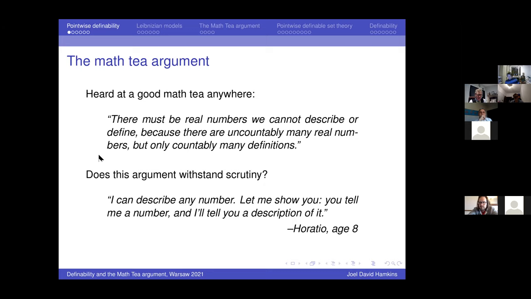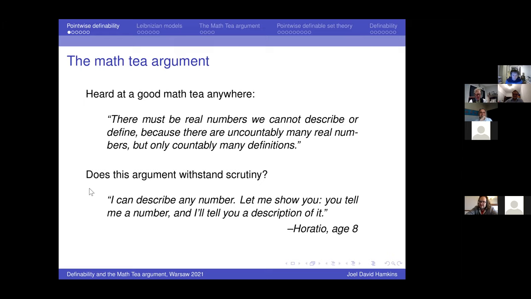When I first started thinking about this, I told my son Horatio, who at the time was 8, and he said, well, I can describe any number. Let me show you. You tell me a number and I'll tell you a description of it, which of course is a completely devastating response, I think. But notwithstanding, let's proceed.